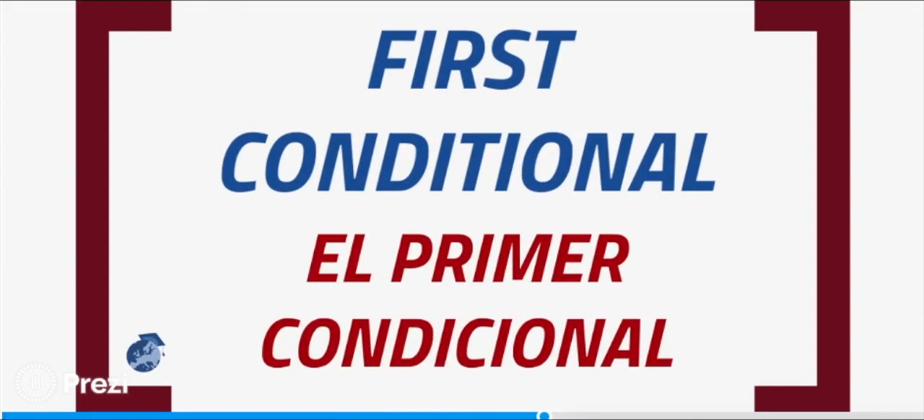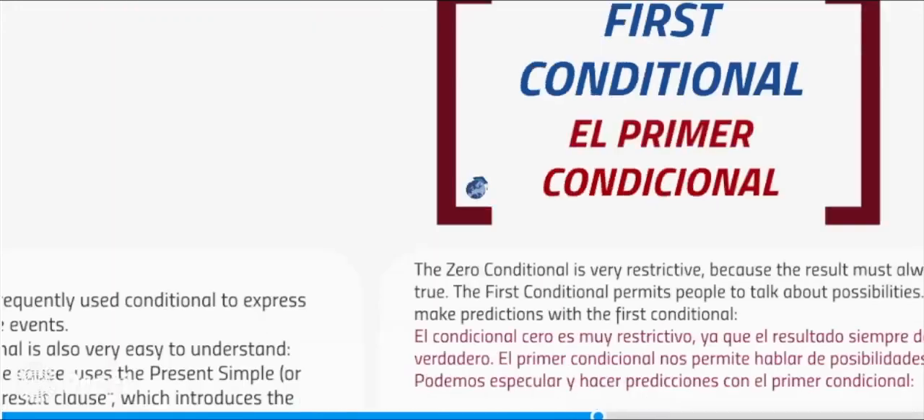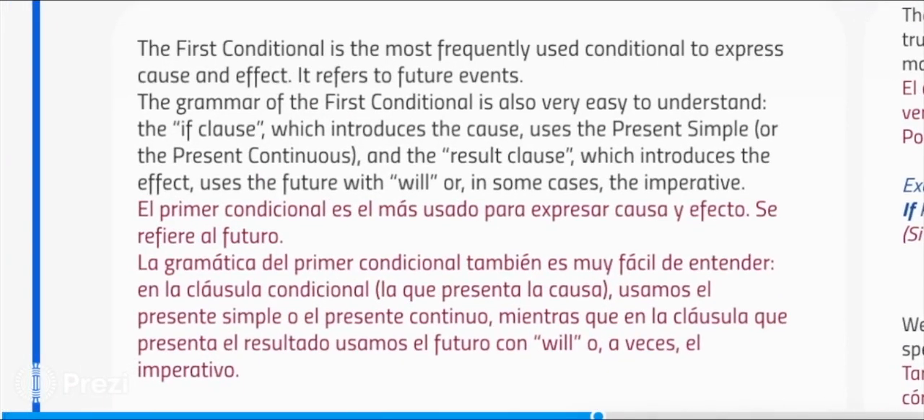The first conditional. The first conditional is the most frequently used conditional to express cause and effect. It refers to future events. The grammar of the first conditional is also very easy to understand.